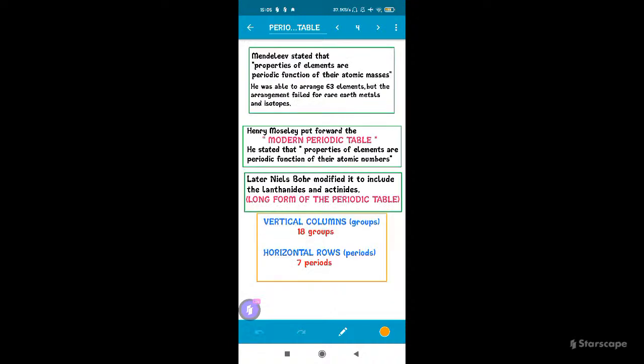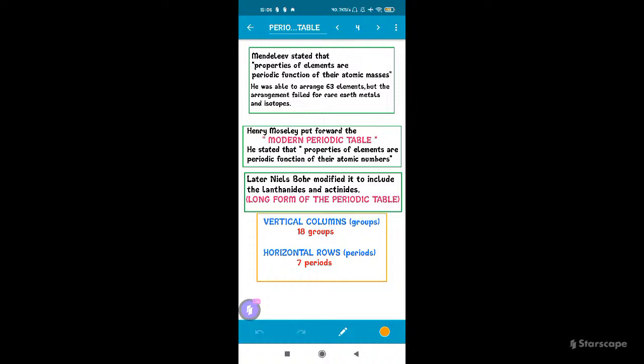Next came about Mendeleev. We have studied about Mendeleev and Moseley in detail earlier also. Let's just do a quick revision once again. Mendeleev was another scientist who stated that properties of elements are a periodic function of their atomic masses. That means that similar properties of elements will be repeated if we arrange them on the basis of their increasing atomic mass. The same thing was given by Newland also, but Newland's octave was not applicable up to the higher elements. But in this case, Mendeleev gave a very good observation.